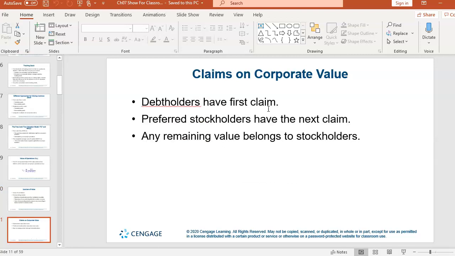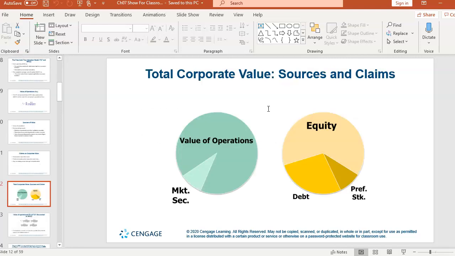Now, there's always a claim to a corporation's value, and debt holders come first. Just imagine the company were to go bankrupt: who's in line to collect? Debt holders are first in line, so they have first claim. So we say the value of operations is a certain amount, but we have to take money away from that to represent that the company would have to pay back debt, and that preferred stockholders would also have to get repaid. Anything left after that belongs to the company stockholders. So we're thinking common stock.